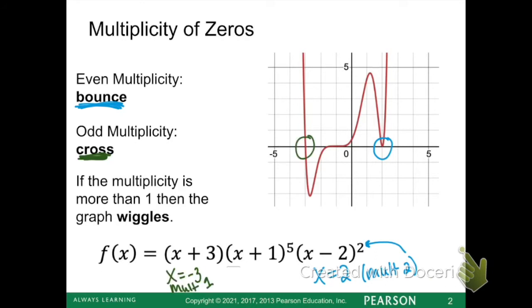Next, if we have odd multiplicity, like the zero x equals -3, its multiplicity is 1. That means that on my graph, I'm going to cross the x-axis. The other option is that our graph could do something called wiggling. My zero of x equals -1 has a multiplicity of 5, because that's the exponent on there. It's an odd multiplicity, so I'm going to cross the x-axis. But at the x-axis, I'm going to flatten out just a little bit, called a wiggle, before I go up. So this is a wiggle.